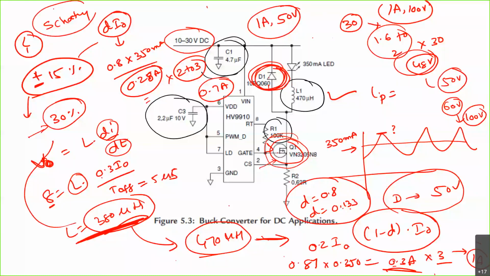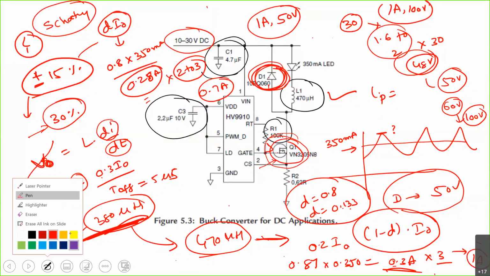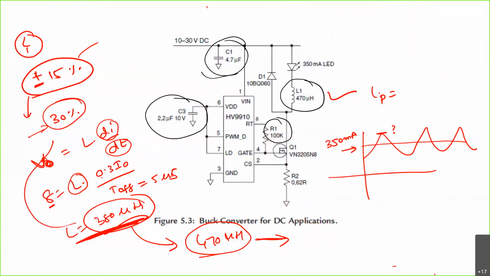Moreover, the rating is also very small. When you try to increase the rating of the Schottky diode, the leakage current will be high. In other words, the voltage drop will be high. Therefore, the rating of Schottky diodes available is in the range of 100 volts or 200 volts maximum. So this is about the selection of the diode and MOSFET.